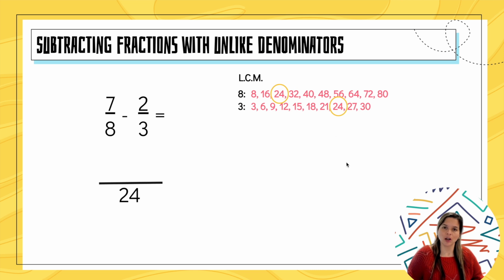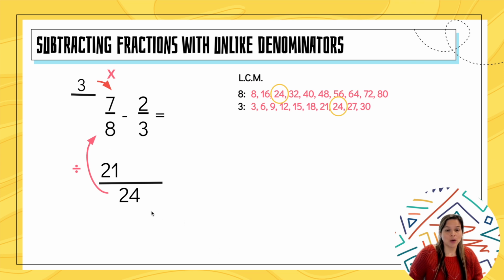Once we have the common denominator, in this case 24, we're going to divide it by the denominator of our first fraction. So 24 divided by 8 is equal to 3. Then we are going to multiply that quotient times the numerator. So 3 times 7 is equal to 21.